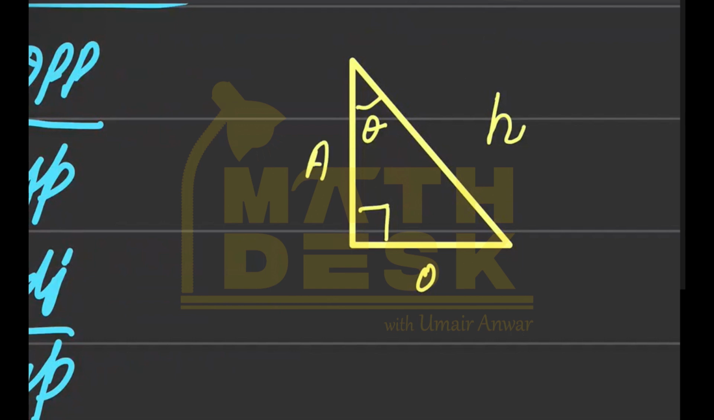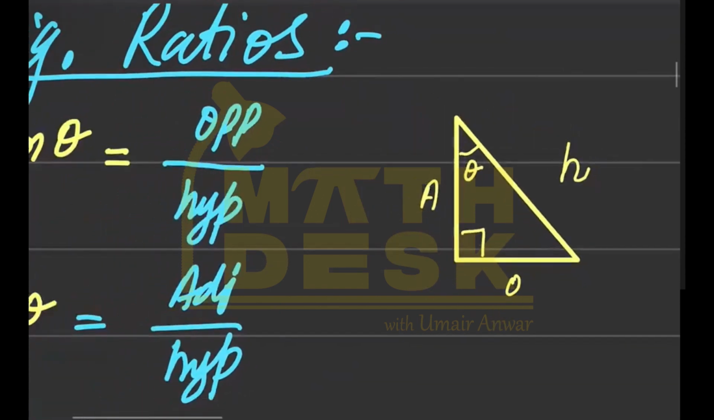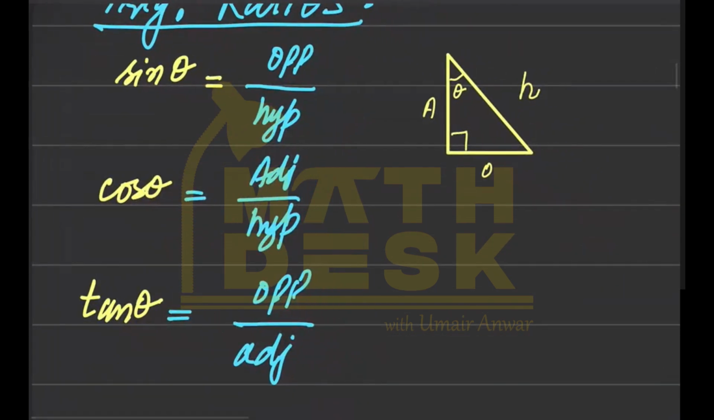So this is how the three sides are named, considering where the right angle exists, considering which angle we are considering. So we give their name as hypotenuse, opposite, and adjacent. And using two sides in a ratio at a time, we can define the values of sine, cosine, and tangent.